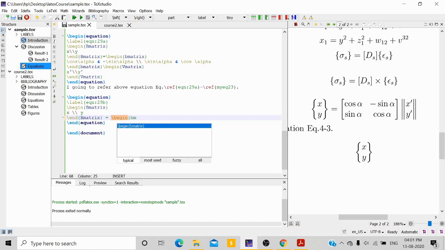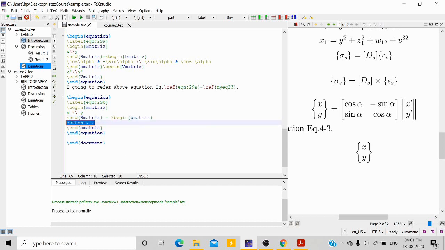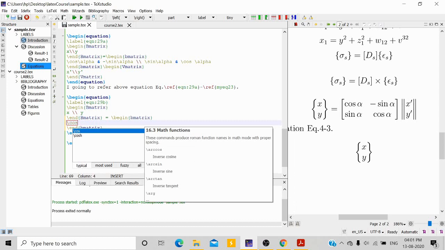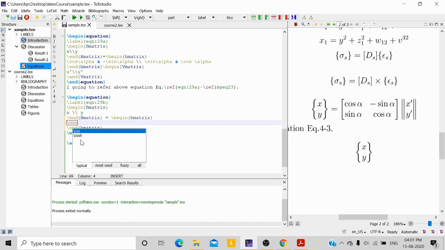Okay, small b matrix. So cos alpha. When you're putting cos alpha, cos is also a function, so you have to put backslash cos. If it is C, there are two options, cos and cosec. So I'm going to select cos and alpha.